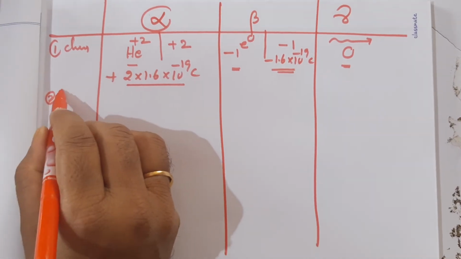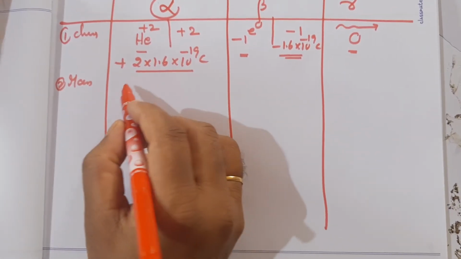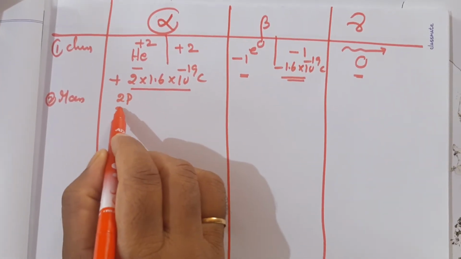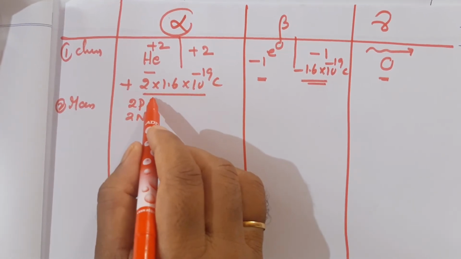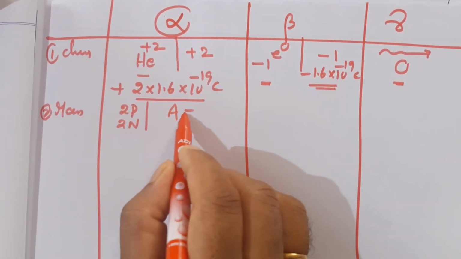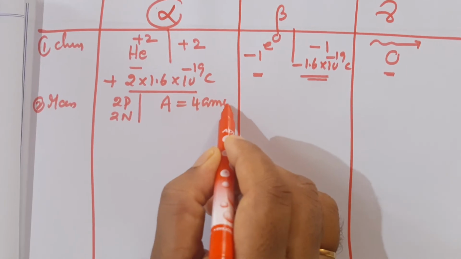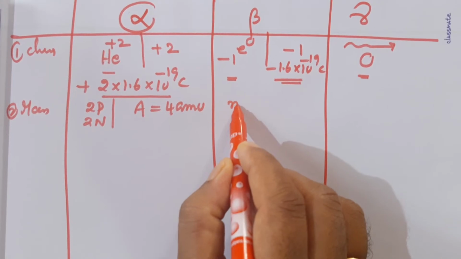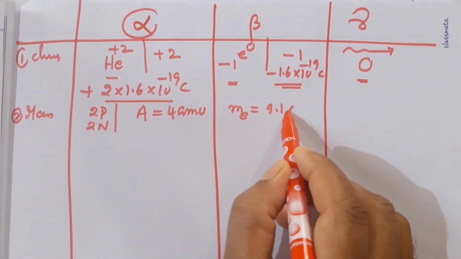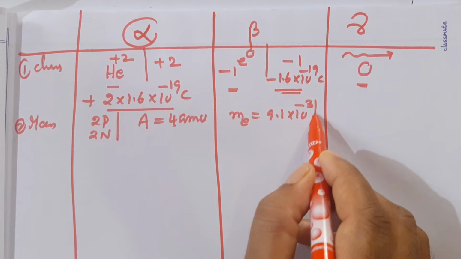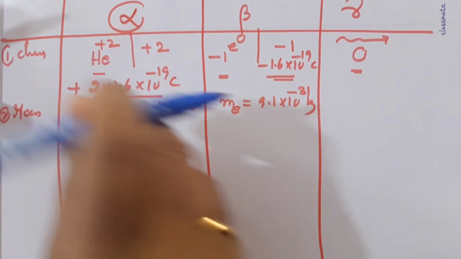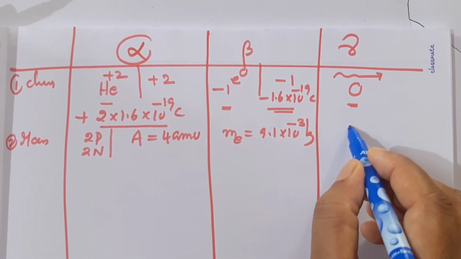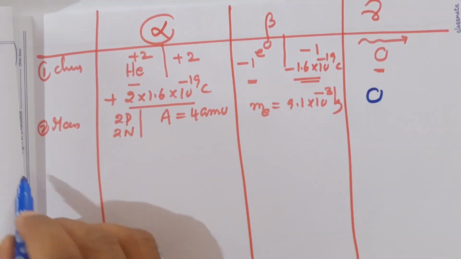The second point, mass. Alpha particle, already I told you, helium plus 2. Helium contains 2 protons and 2 neutrons, right? Therefore, here the mass number is 4. Hence, its mass is equal to 4 AMU. Because beta particle is an electron, its mass equals the electron mass, that is 9.1 into 10 power minus 31 kg. Gamma is the photon, electromagnetic radiation. Photon rest mass is 0. Therefore, the rest mass of the photon is 0 here.